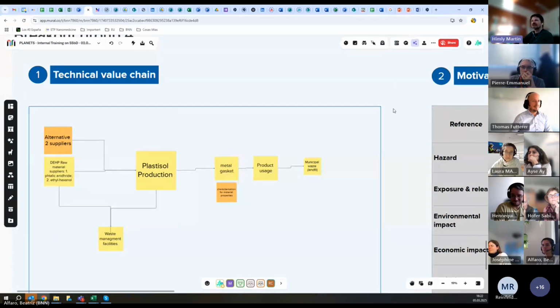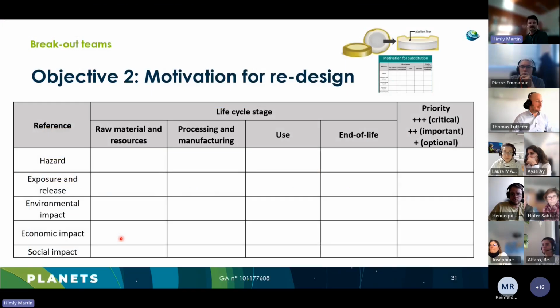Good. Shall we switch to the next action? Here's objective 2.